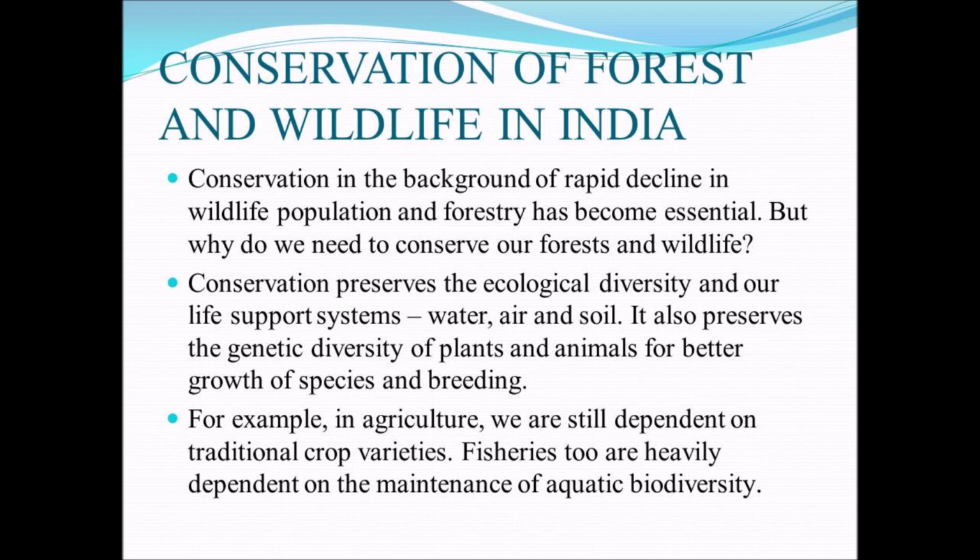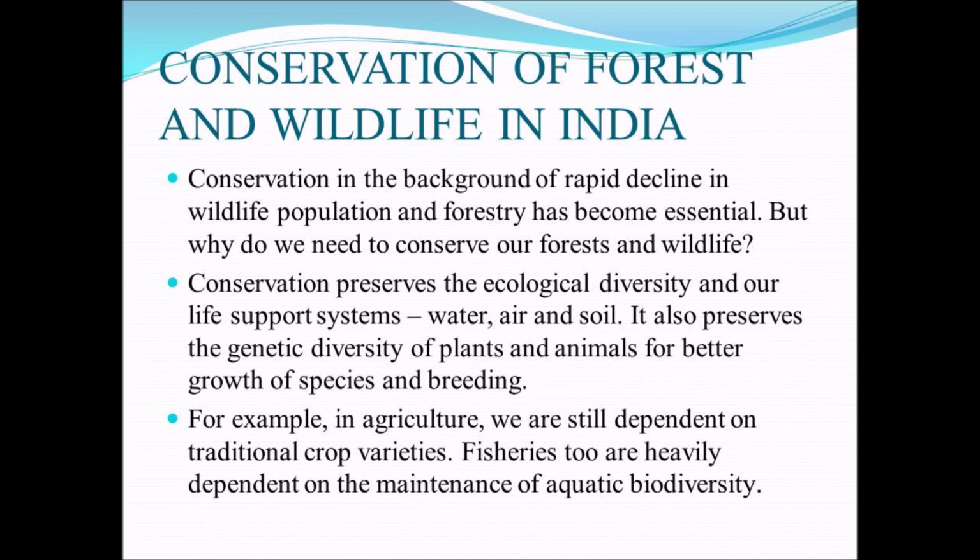For example, in agriculture, we are still dependent on traditional crop varieties. Fisheries too are heavily dependent on the maintenance of aquatic biodiversity. Here they are saying that conservation of forest and wildlife is very important.